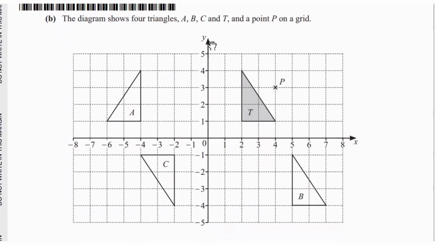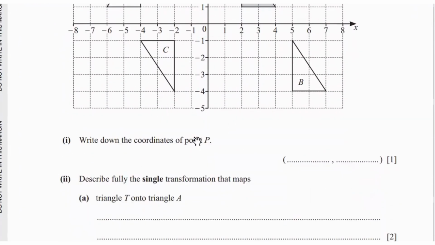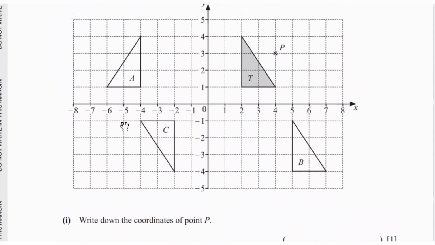Part B says the diagram shows 4 triangles A, B, C, and D, and a point P on a grid. Write down the coordinates of P. So if you look over here, this is P. So X is 4 and Y is 3. Simple. Always remember coordinates are ordered pairs. So always write the X value first and the Y value second. So 4, 3.